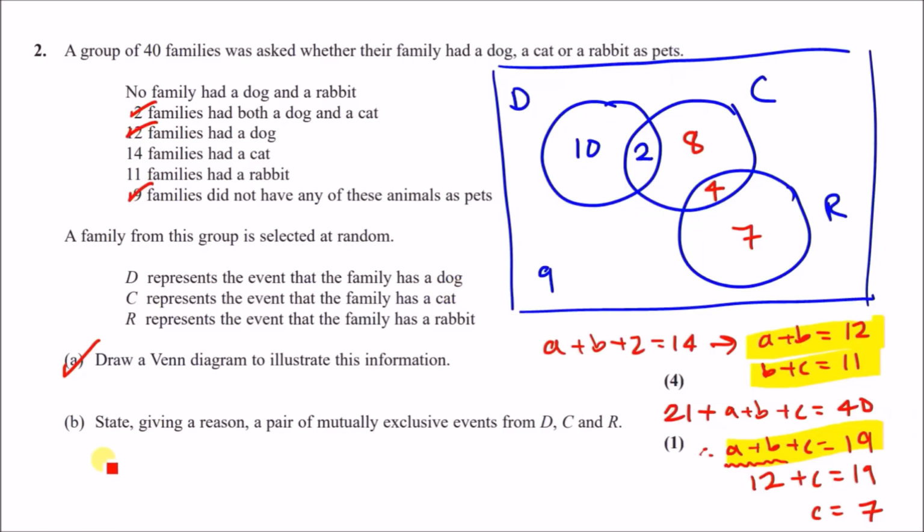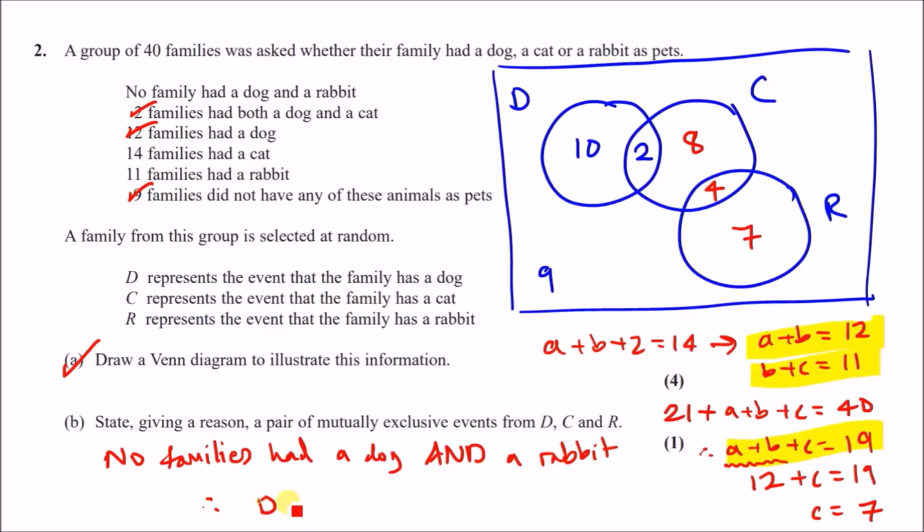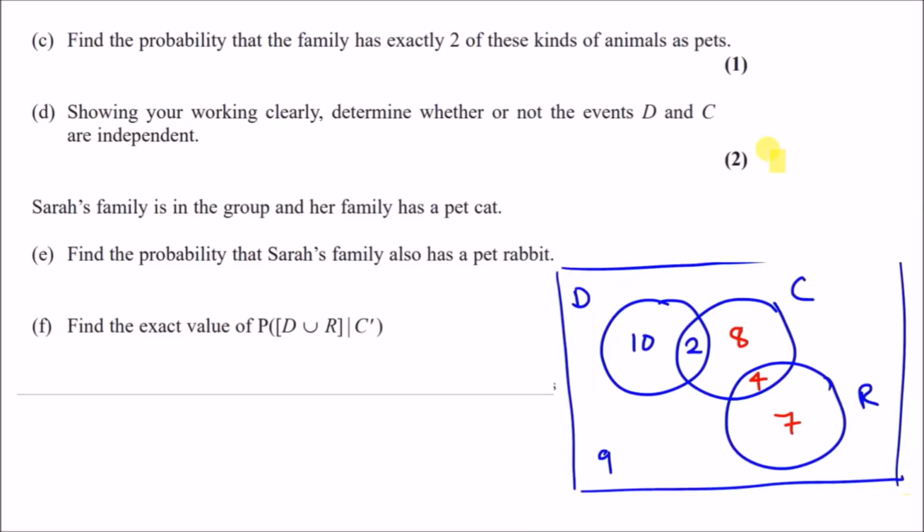So you say no family had a dog and a rabbit. So therefore we say that D and R are mutually exclusive. Yeah, and that's it. That's these two done. All right, part C.